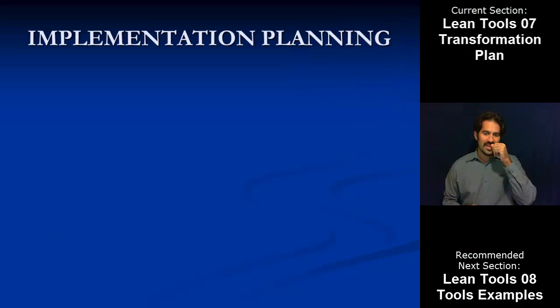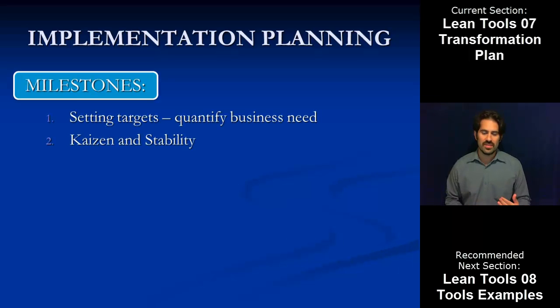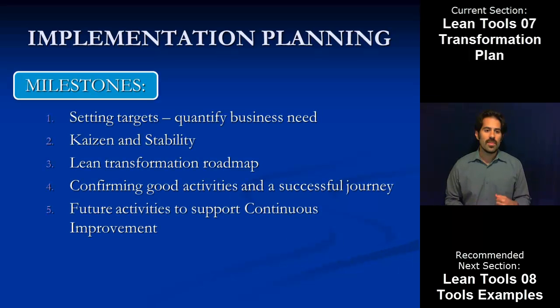So for this section, we'll be taking a look at implementation planning for lean transformation, which really covers a couple major milestones. The first couple are going to be a review: setting targets, and the relationship between Kaizen and stability. Then we're actually going to look at a sample lean transformation roadmap, which is the bulk of this section. And then we'll finish it up with a quick review on confirming good activities and what a successful journey means. And then the last one, we're taking a look at how this idea of continuous improvement directs our future activities.